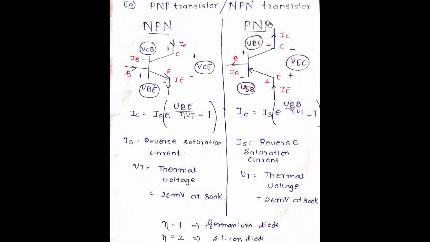Similarly, you have the PNP transistor wherein you have IC, IB and IE. The emitter is at higher voltage than your collector voltage. Hence, you have VEC. In case of your NPN, you have VCE. Similarly, you have VEB. In case of NPN, you have VBE. Similarly, in case of your PNP, we have VBC. Here we have VCB. Please get these diagrams very well.